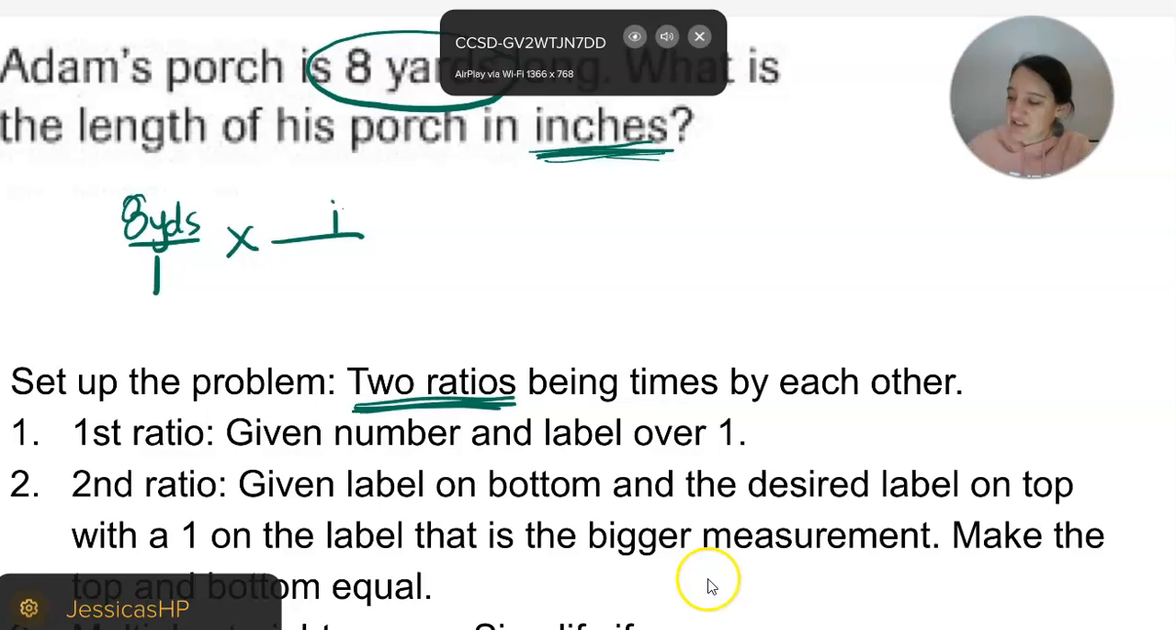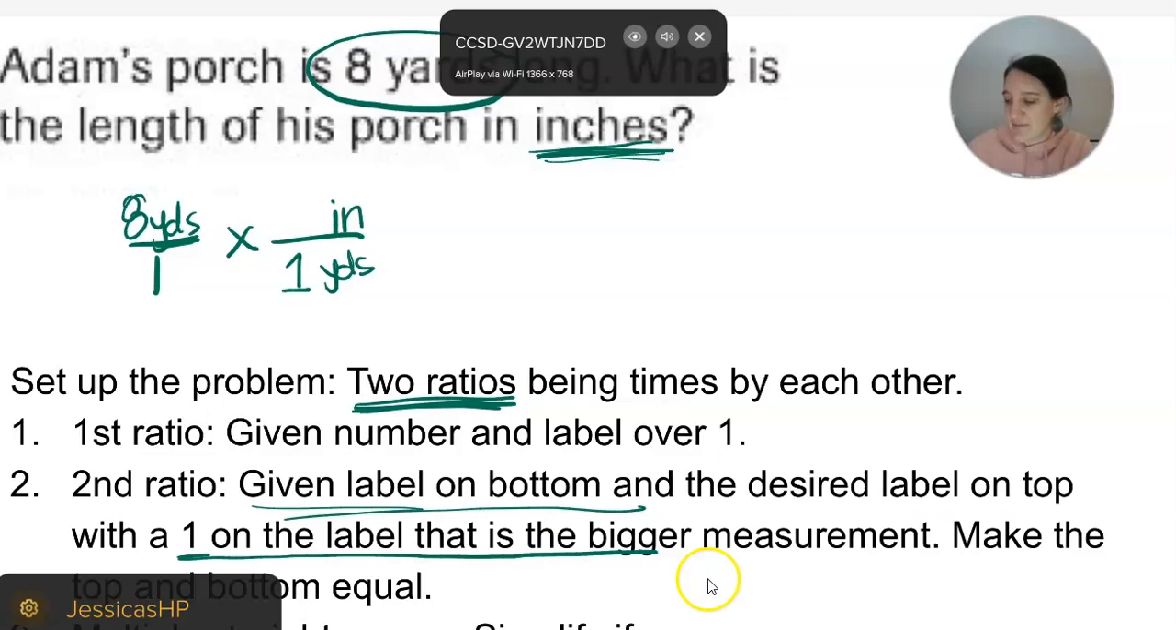So we're going to put inches on top, and we're going to put the given label on the bottom. So it was yards. That was given to us. So we're going to put yards on the bottom. And then we're going to put a 1 on the label that is bigger. So inches or yards? Which one's longer? An inch or a yard? A yard is longer. So the yard gets the number 1.